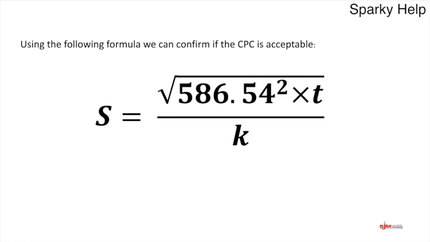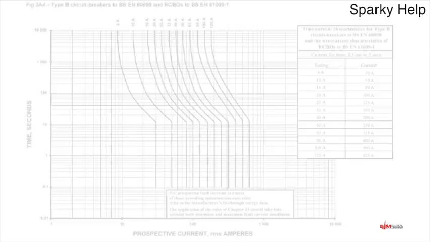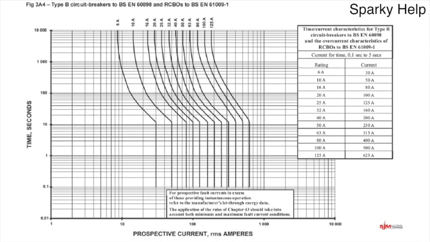And the next one we're going to look at is the disconnection time. Now remember, this is not the theoretical disconnection time, it is the actual disconnection time. So we're going to go to Appendix 3 of BS7671. Using the graph for a Type B circuit breaker, hopefully what we can see on here is our circuit breakers along the top. Hopefully you can see that.